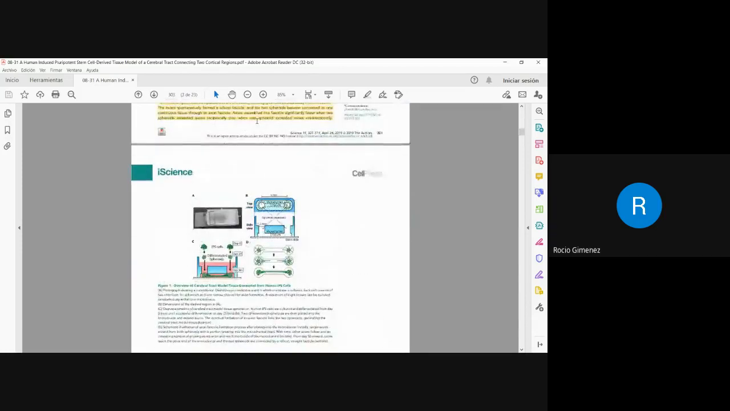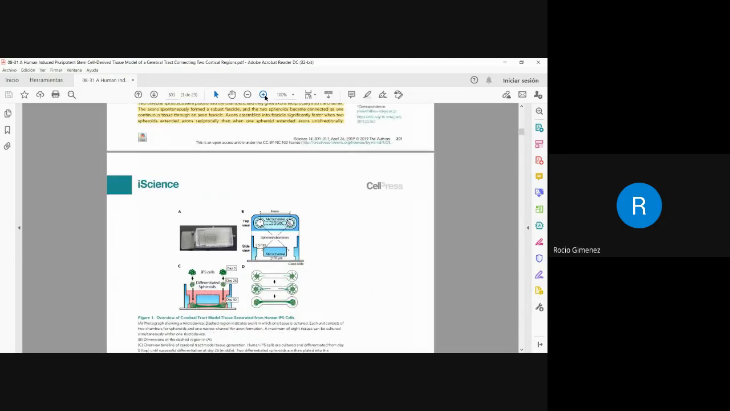So they first formed spheroids from human-induced pluripotent stem cells with a low-adhesion culture vessel, and they differentiated them for 25 days into neurons and three-dimensional spheroids. After differentiation, the spheroids were transferred into a custom-made culture device.